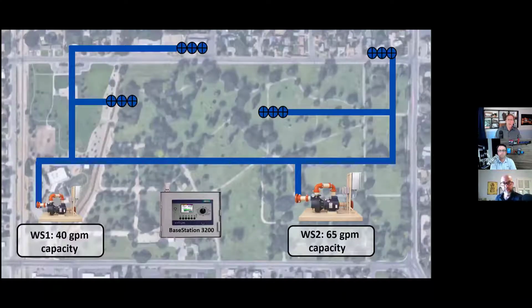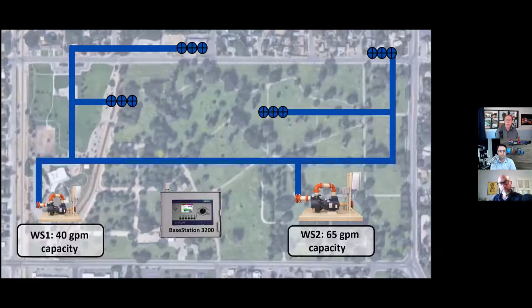So here's one that's a little more sophisticated. On this one, we've got 2 water sources. Water source 1 is a pump station that's capable of producing 40 gallons a minute. And water source 2 is another pump station that's capable of producing 65 gallons a minute. Now, both of these pump stations, there is no preference, right? They're equal. They're both new. They both work great. But pumps are designed to run a certain flow and a certain pressure.